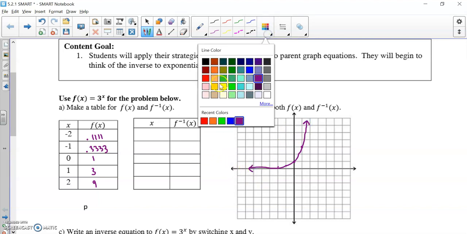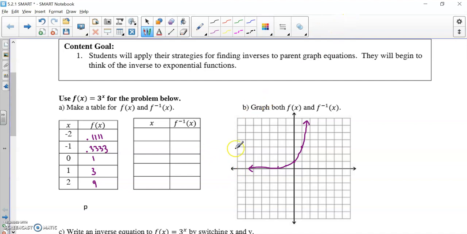Now for the inverse table, we can actually just do it without doing any work. If you remember, we can just flip-flop these numbers, right? So I can take my -2, 0.1111 and turn it into 0.1111, -2. All right, so now that I have my inverse table, I'm going to pause the recording and graph it.